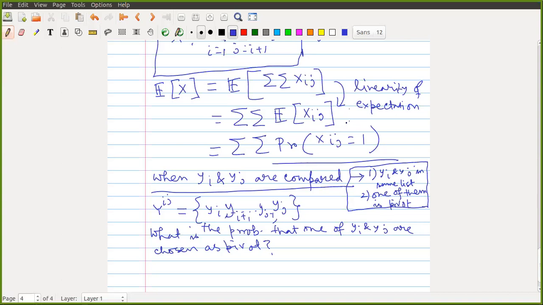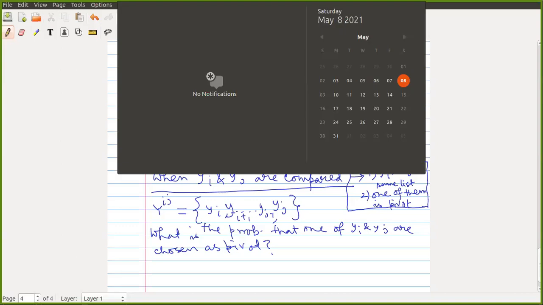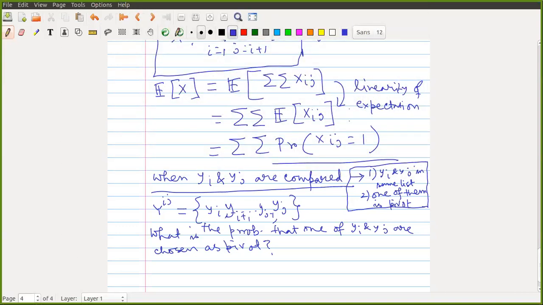Is this part okay, or shall I explain it a bit more? Hello, hello, anybody? Is the connection lost? Hello, is the connection lost? Hello? Yeah, okay. Does anybody have any doubt regarding this, because this is the most crucial part?